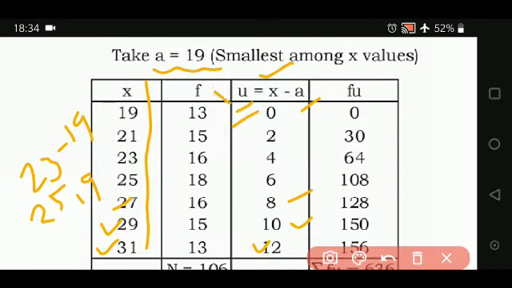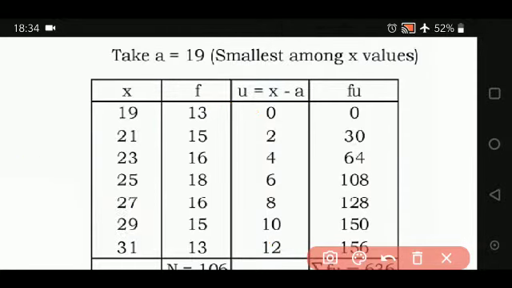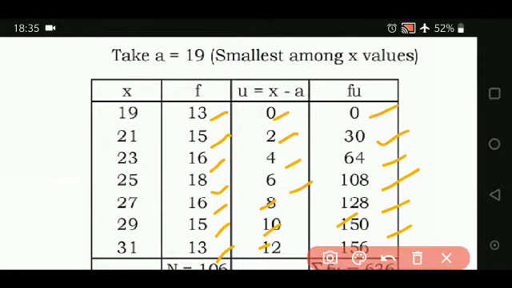Then you are going to multiply F into U. That is 13 into 0 is 0. 15 into 2 is 30. 16 into 4 is 64. 18 into 6 is 108. 16 into 8 is 128. 15 into 10 is 150. 13 into 12 is 156. Done?